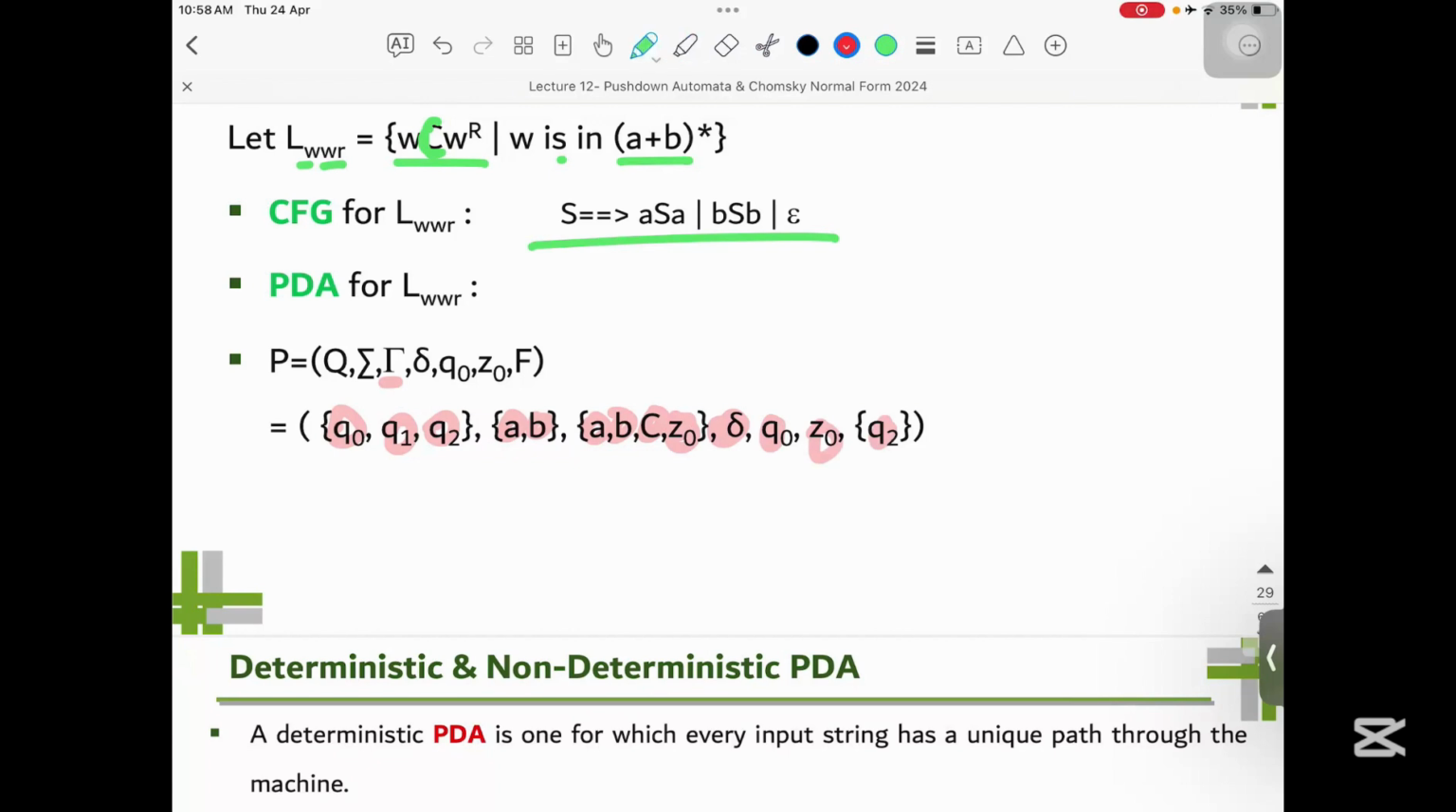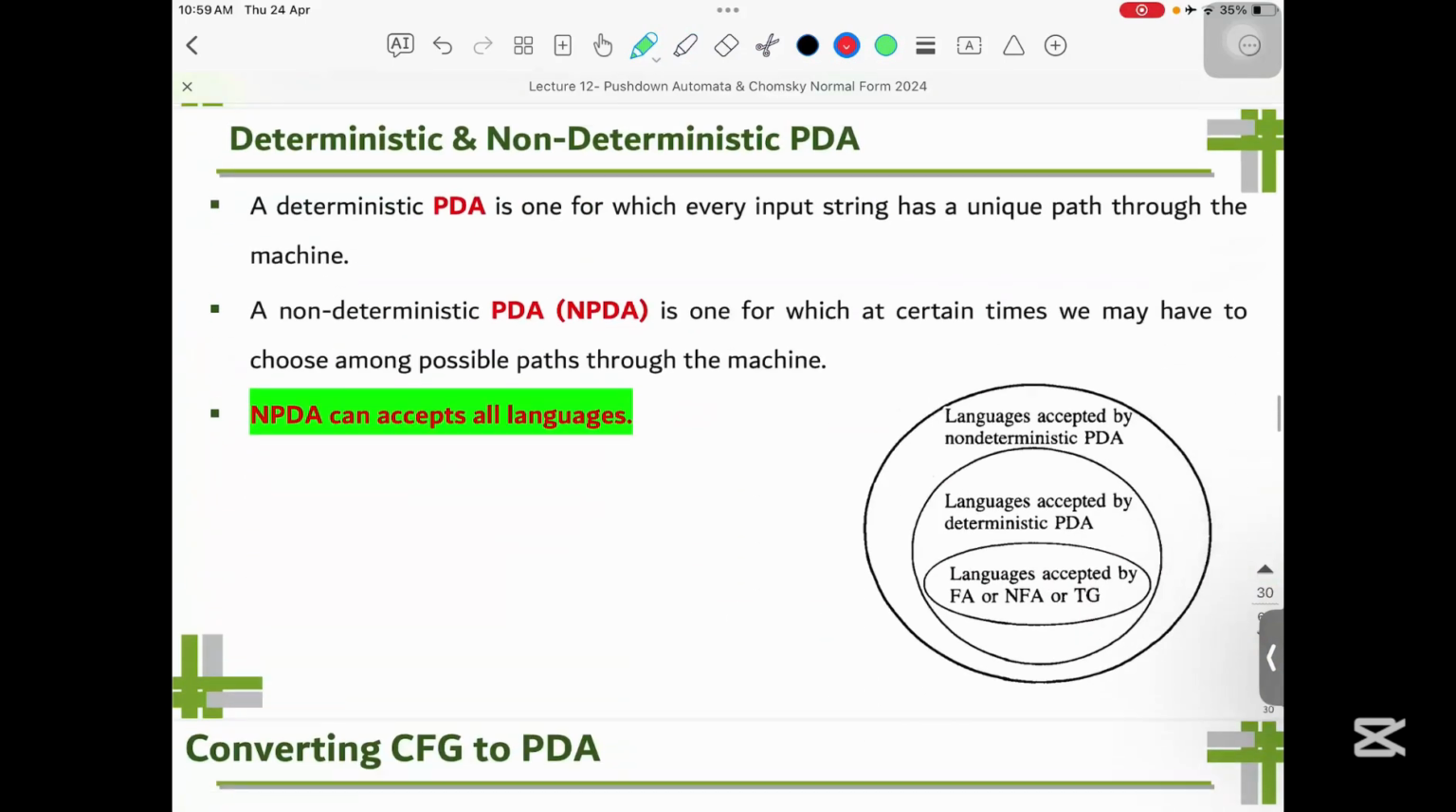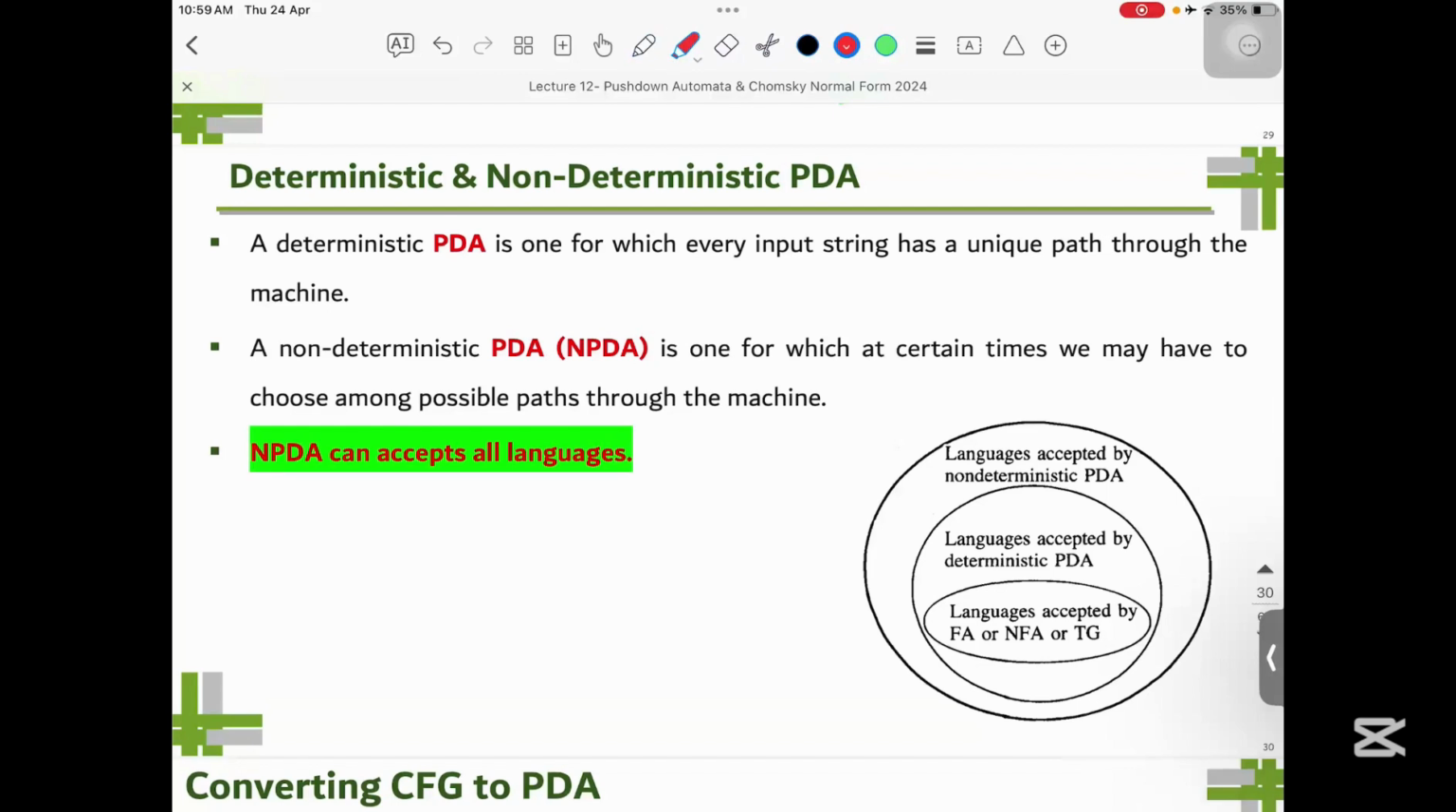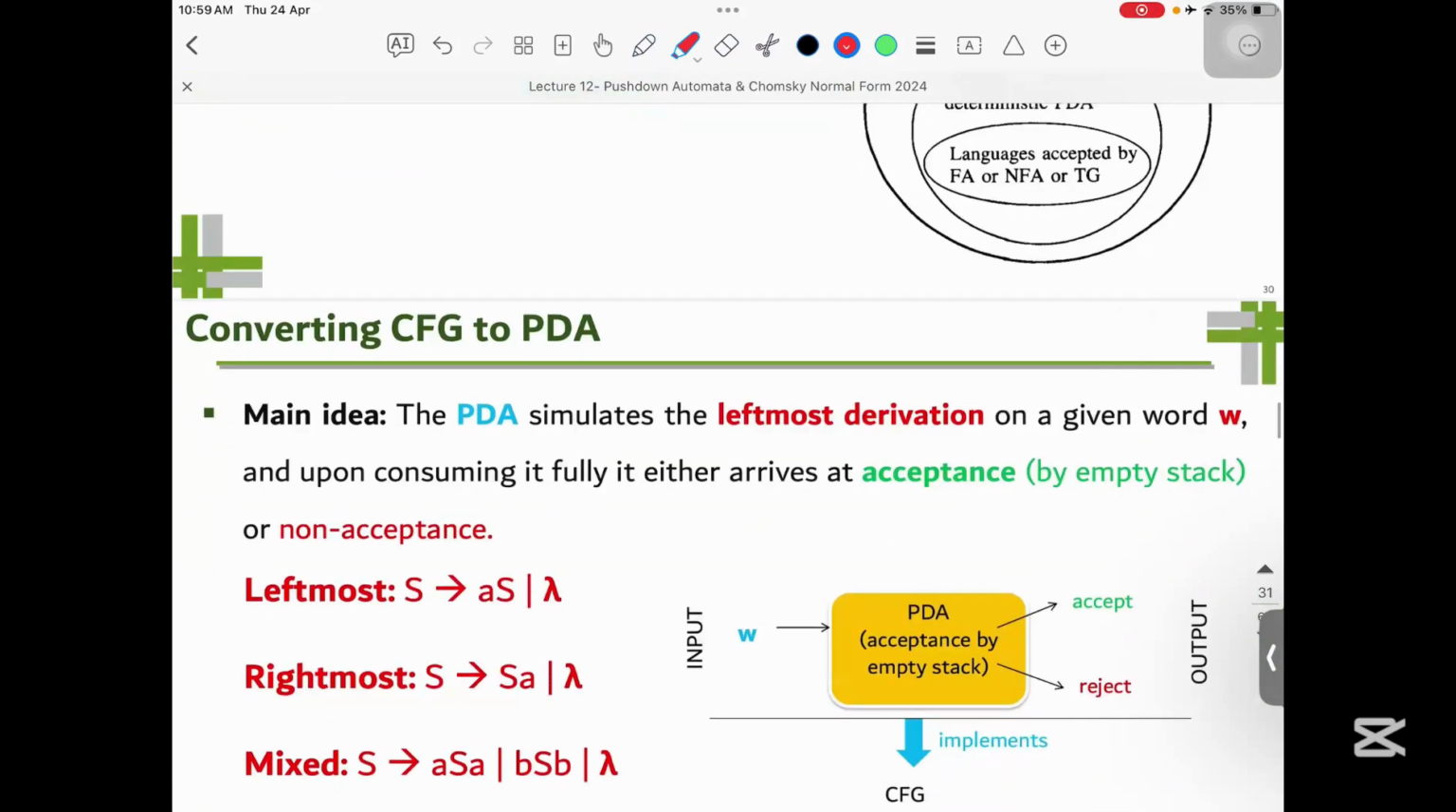As I told you, in some books they use the $ sign. Somewhere maybe they use B, and somewhere they even use other such signs in order to represent this. Now, deterministic and non-deterministic PDA. A deterministic PDA is the one in which every string has a unique path. But a PDA by itself is always non-deterministic. A non-deterministic PDA is the one in which at certain times we have to choose among the possible paths.